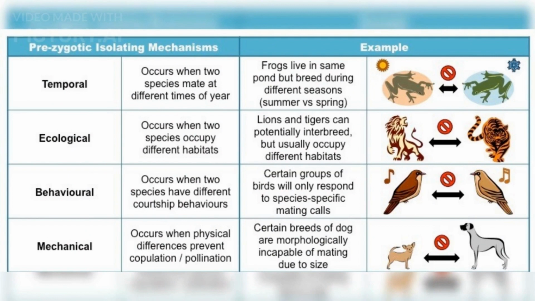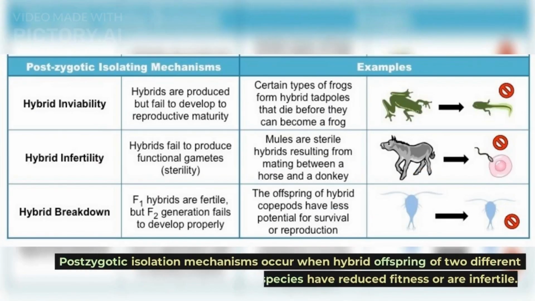Prezygotic isolation mechanisms include the ones that you see on the screen here, such as temporal isolation, meaning breeding at different times, habitat isolation, referring to inhabiting different habitats. Some people also call this ecological isolation. There's also behavioral isolation, meaning a lack of attraction or incompatible mating behaviors. And then there's also mechanical isolation, referring to structural differences that prevent mating. The last one that's actually not on here that we also sometimes discuss is something called gametic isolation, meaning an incompatibility between gametes.